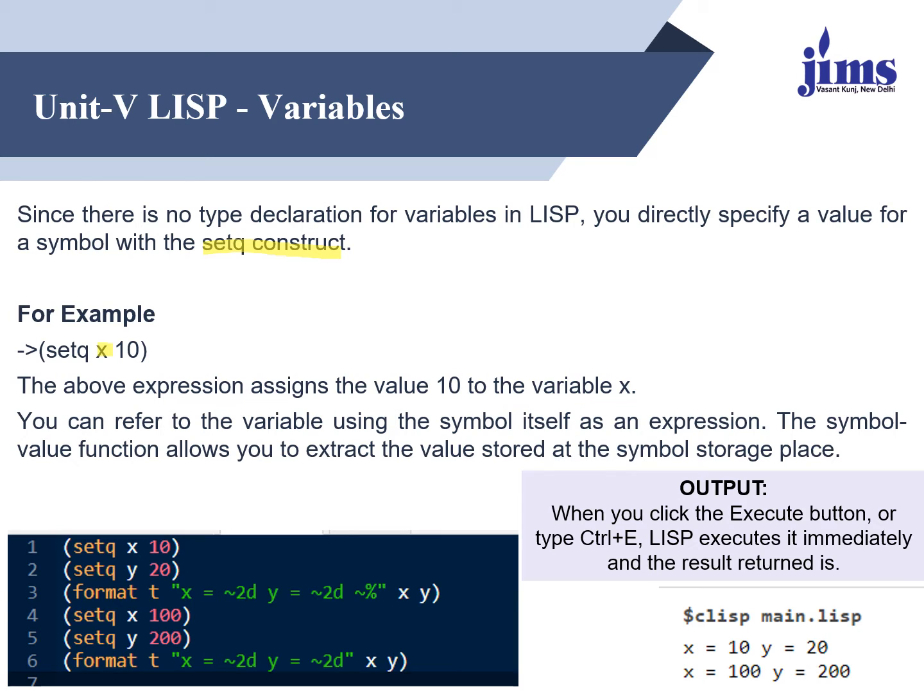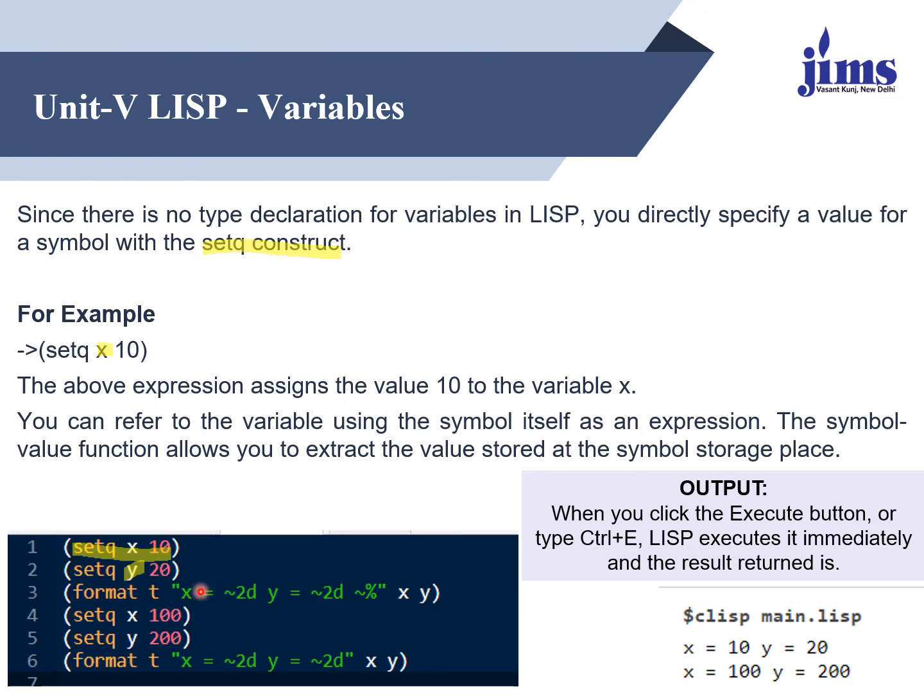Look over here, I said setq x is equal to 10, and y is equal to 20. Format is a function to display the formatted output. T means true within double quotes. I am saying x is equal to, it will get displayed as it is. Then tilde 2d: 2 is the width, d means decimal number, then a single space, y is equal to tilde 2d, again 2 is the width and d means decimal number. And then tilde percent gives a new line break.